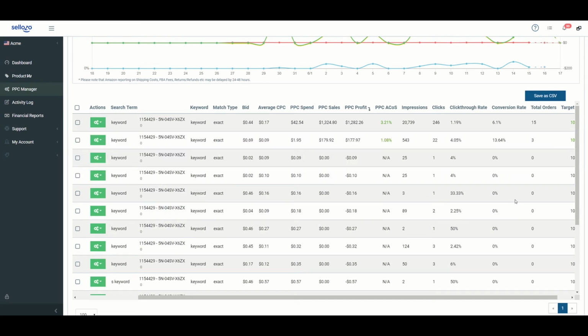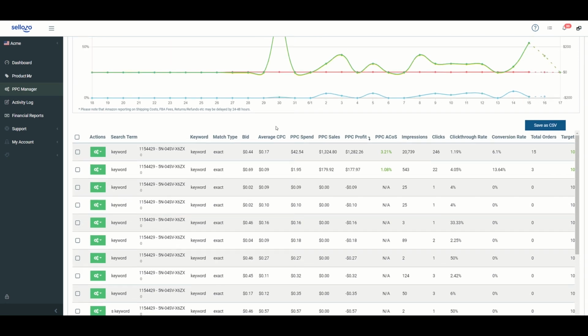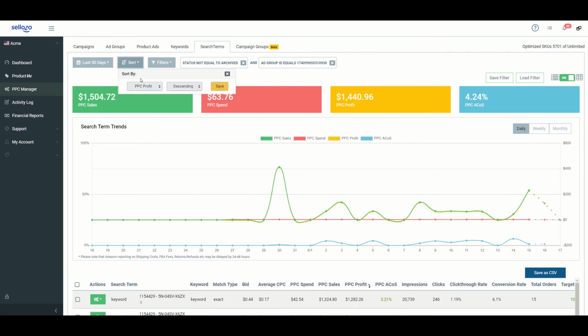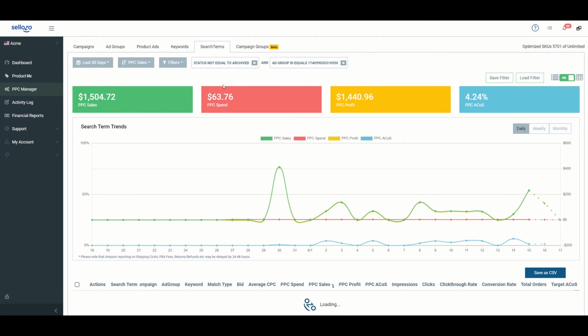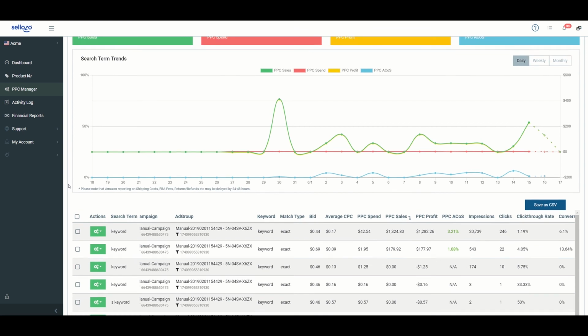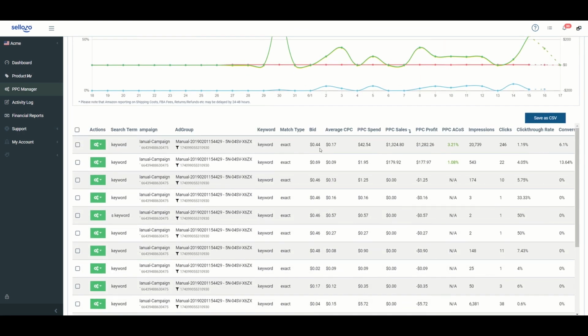Another thing you want to look at in the search term tab is the bid versus the average CPC on your top selling search terms. So how I do this is I go ahead and sort by PPC sales to put sales in descending order so we can see the top selling search terms at the top. And then I look at the bid and how it compares to the average CPC. If the bid is lower than the average CPC, it's likely that the optimizer has dropped that bid in order to get the ACoS down.